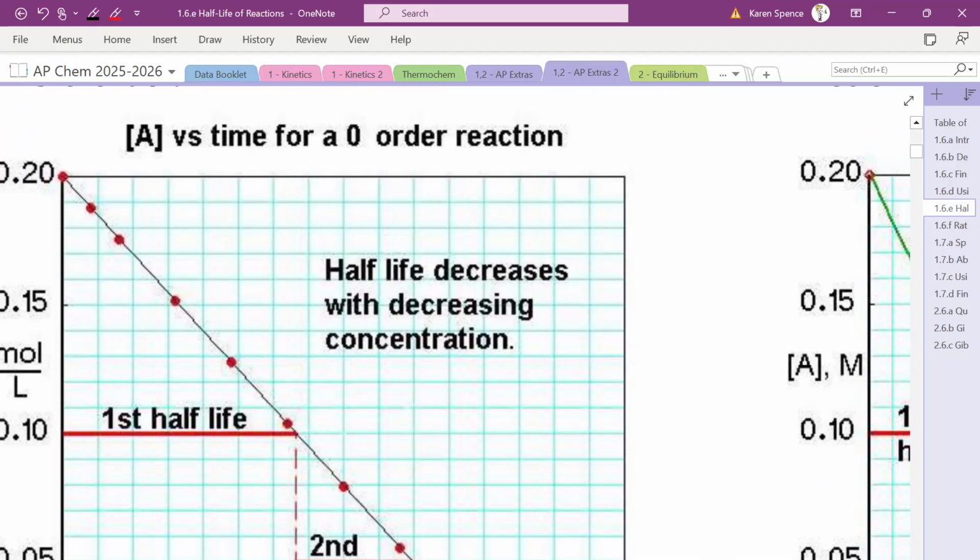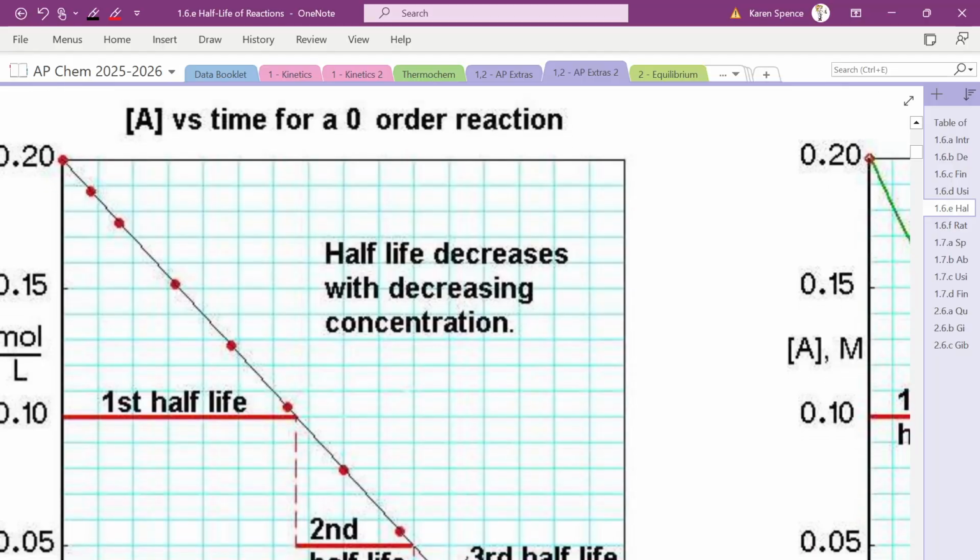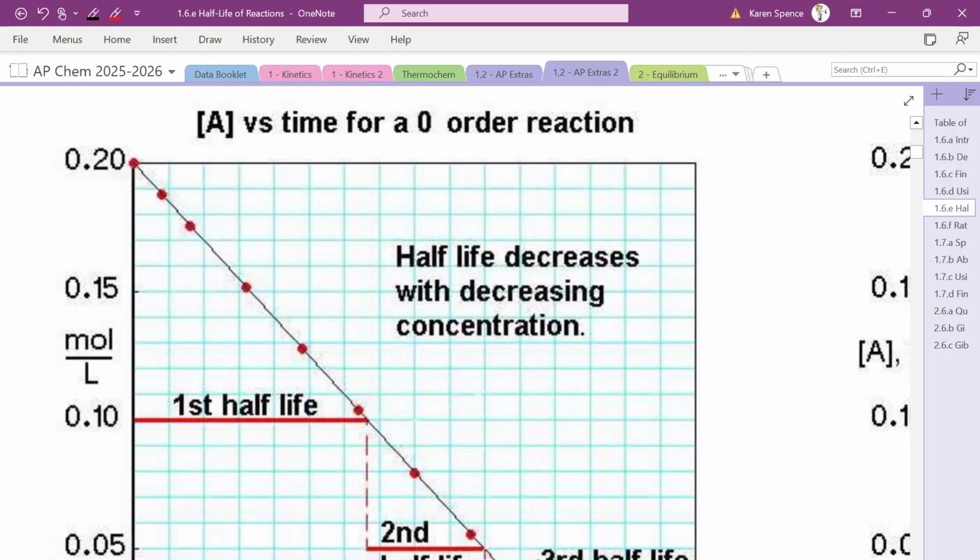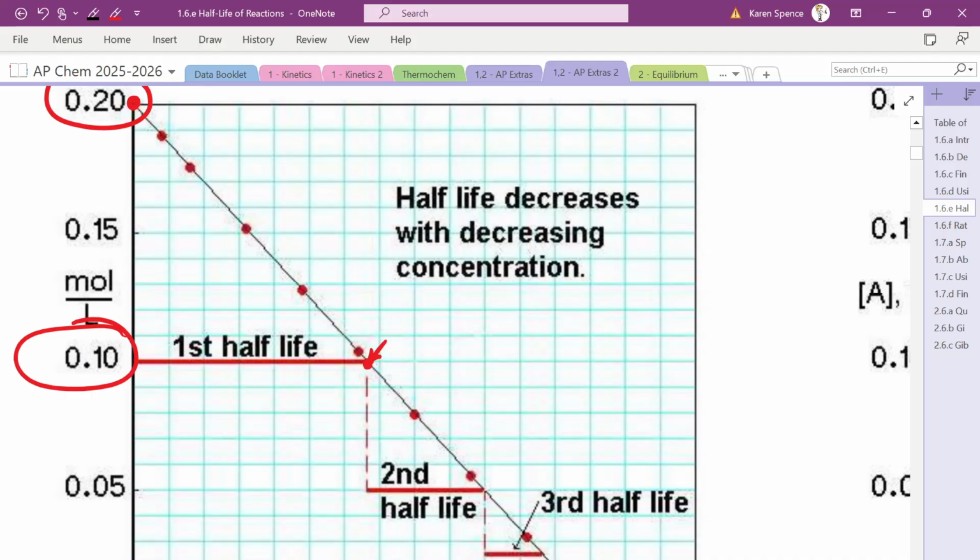Oh, there we go. All right, so there's our straight line. But what we can see from this is if we go from our initial concentration, which in this case is 0.2 molar. Okay, there's our first point there, 0.2 molar. Half of that is 0.1 molar. So that's our second point right there. And the time it takes to get from the first one to the second one is our first half-life.